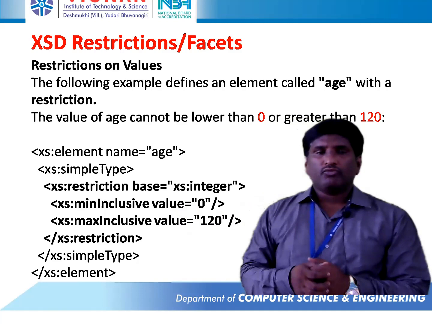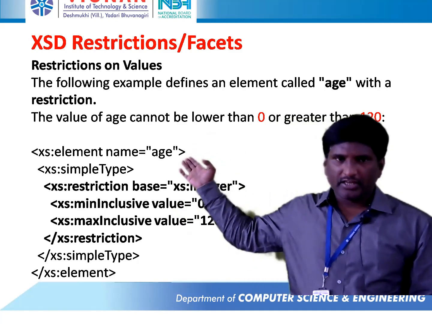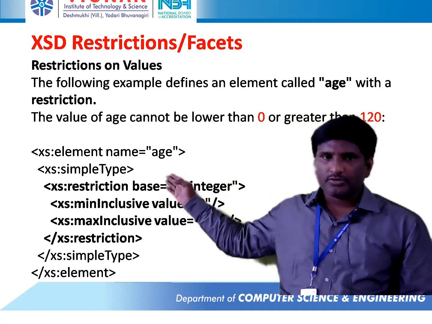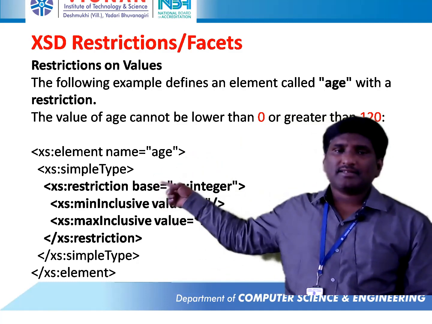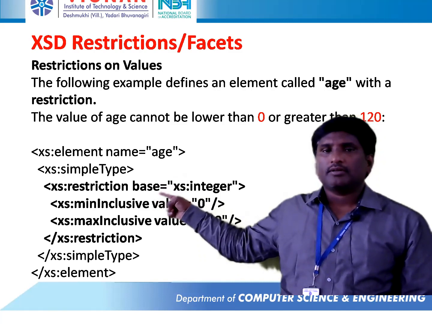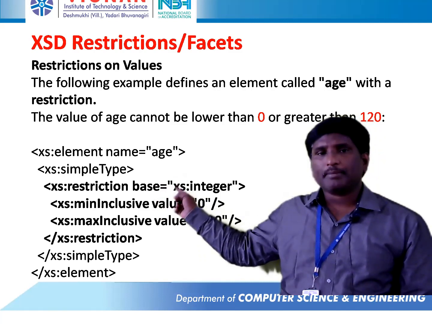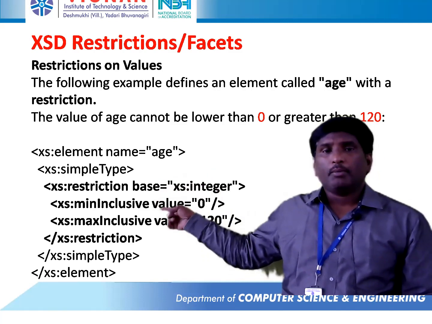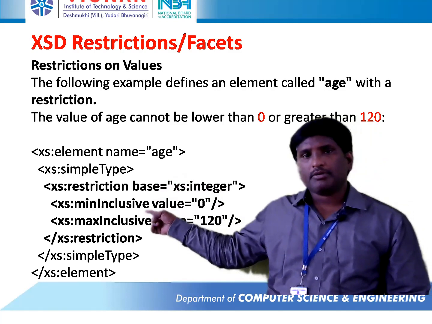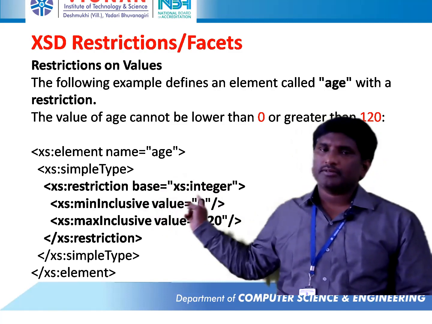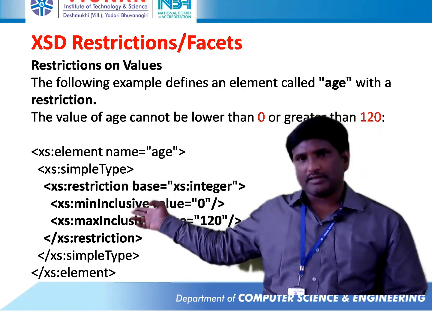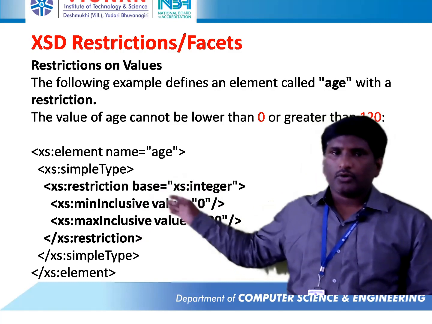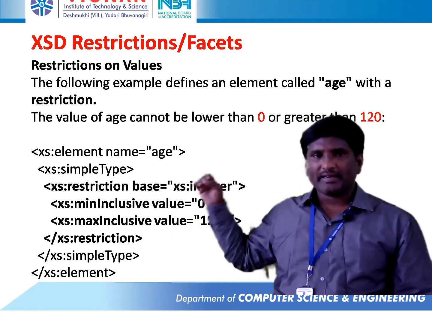So the element name equal to age, the type of the element is simpleType, and we are adding a restriction. You should observe this, xs:restriction, where base is the type, xs:integer, we are specifying integer, and minInclusive value equal to 0. These are the restriction facets we are providing on the element. maxInclusive value is 120. By using these types of keywords we are providing restrictions.